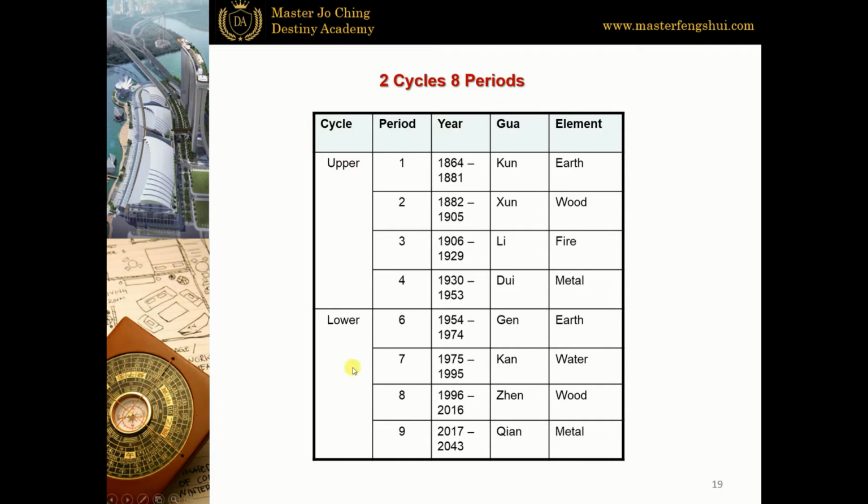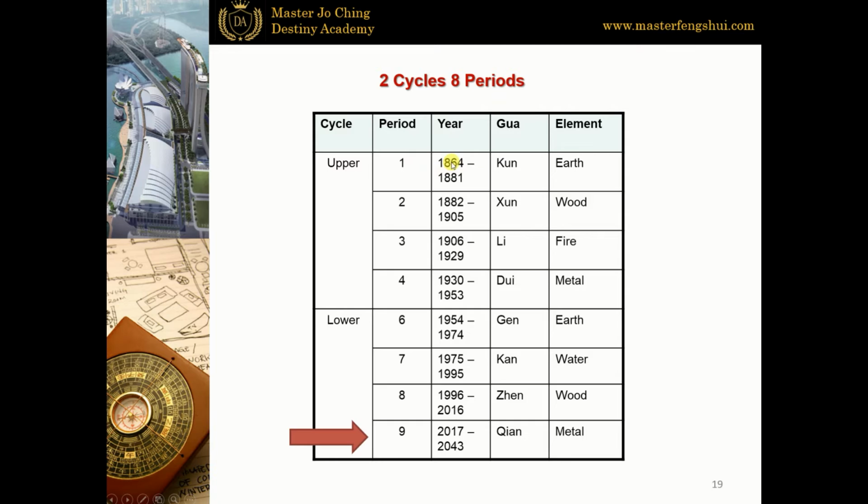So now, where are we? We are actually here, period 9. Why? Let me explain. Over here, the upper cycle has periods 1, 2, 3, 4. The lower cycle has 6, 7, 8, 9. You will realize that there is no period 5 in the 2 cycle 8 period system, because there is no Gua 5. There's no middle trigram.